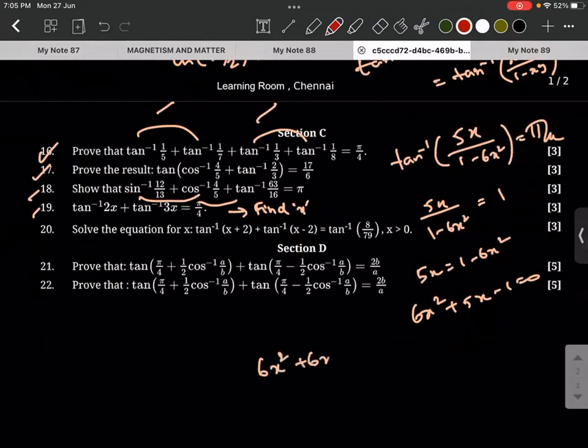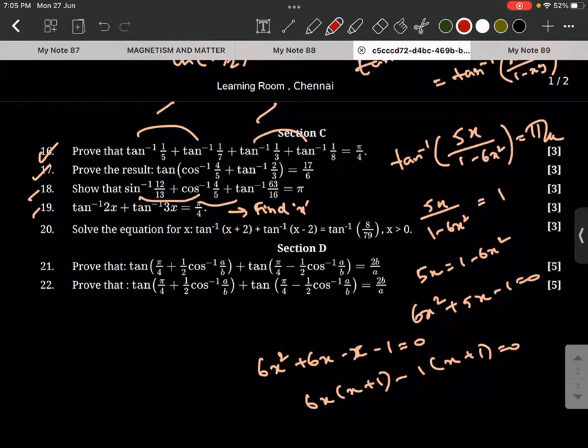6x square plus 6x minus x minus 1. So 6x into (x plus 1) minus 1 into (x plus 1). So you'll get minus 1 and 1 by 6. Out of those two values, whenever you get two values, substitute it back in the expression and check which one is generating pi by 4. You have only one value. Otherwise, you have to do it. Similarly, solve the equation, same logic again.